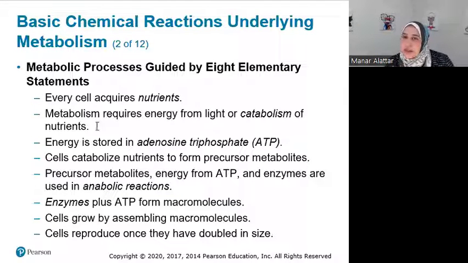every cell acquires nutrients, metabolism is required. Metabolism requires energy. Energy is stored in ATP. Cells catabolize nutrients to form precursor metabolites that are then used. These precursor metabolites plus energy plus enzymes are what actually are doing the reactions. Enzymes in cohort with ATP are able to build up molecules or macromolecules. And cells grow by assembling macromolecules, and cells reproduce by doubling in size. So these kind of concepts we'll be able to see in cellular respiration.